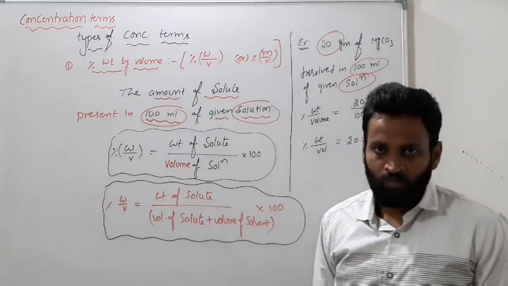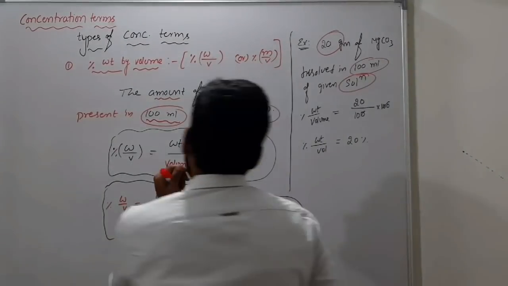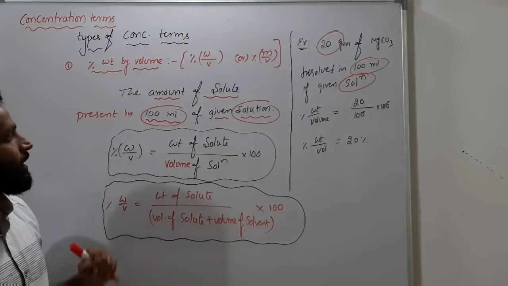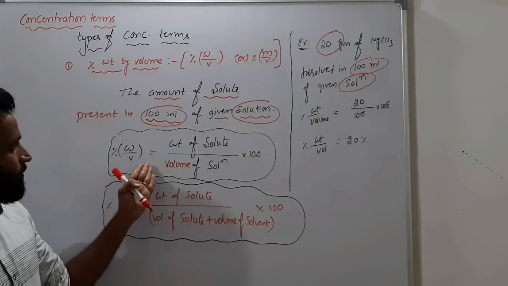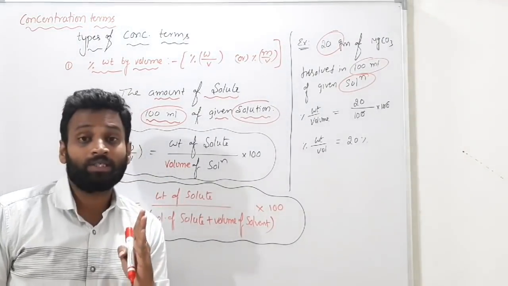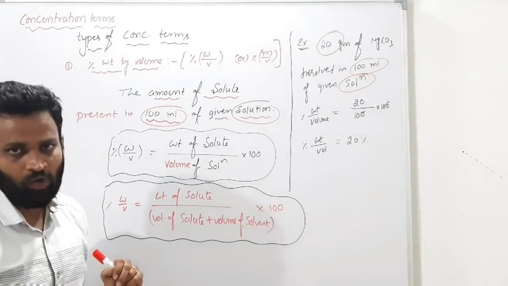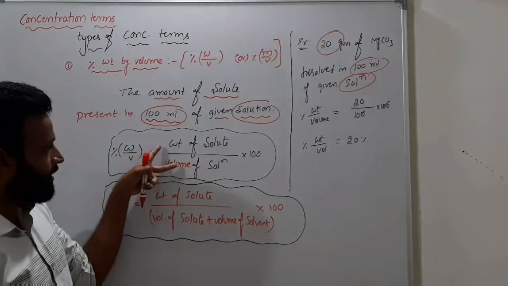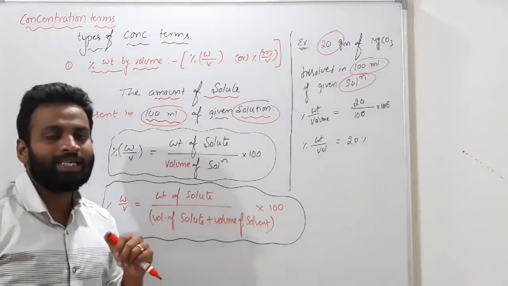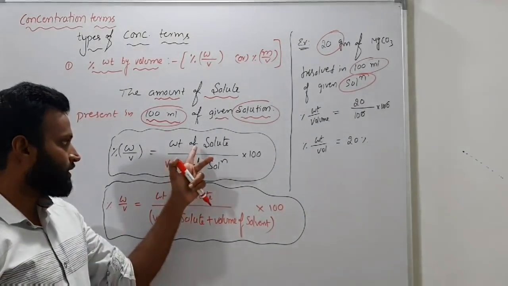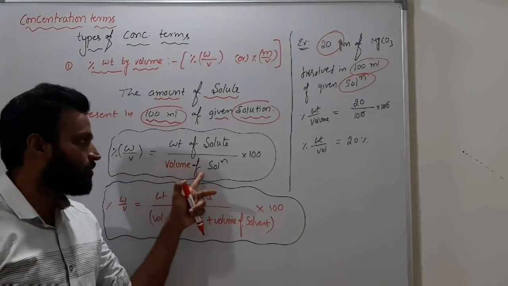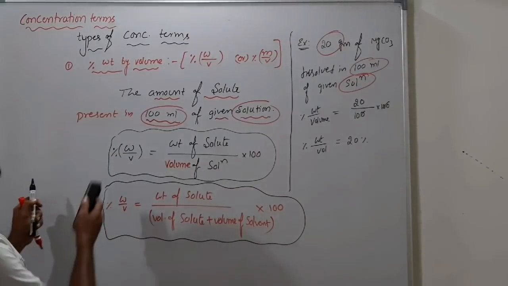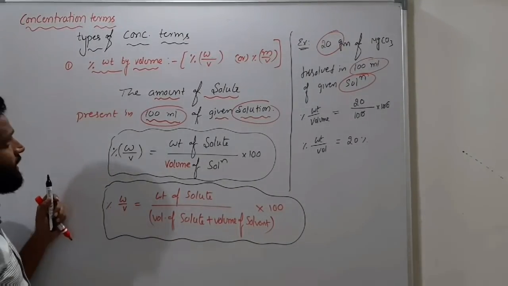So what I did here, I gave a simple example and a simple formula. What is the difference between percentage weight by weight and percentage weight by volume? Percentage weight by weight means both numerator and denominator are weights. Percentage weight by volume means the numerator is weight of solute, the denominator is volume of solution. So you must have clarity about this percentage weight by volume.